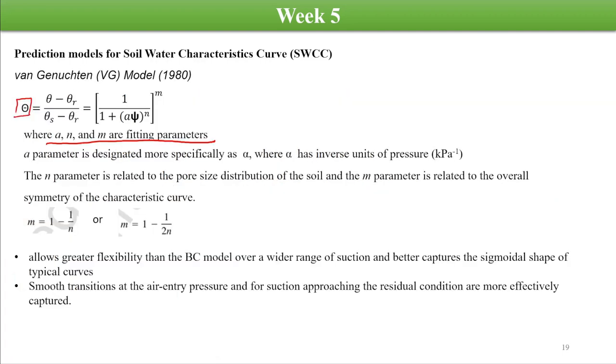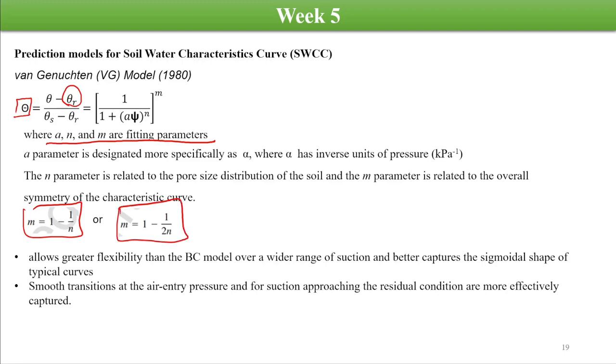In the Van Genuchten model, we have three fitting parameters, that is a, n and m. We need to obtain these parameters, and also some other parameters such as theta r. So there are four parameters for which we need to obtain the optimal values to get the best fit model. Here the value of m can be m equal to 1 minus 1 upon n, or 1 minus 1 upon 2n also.